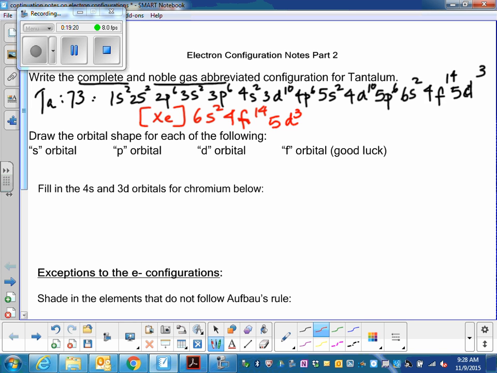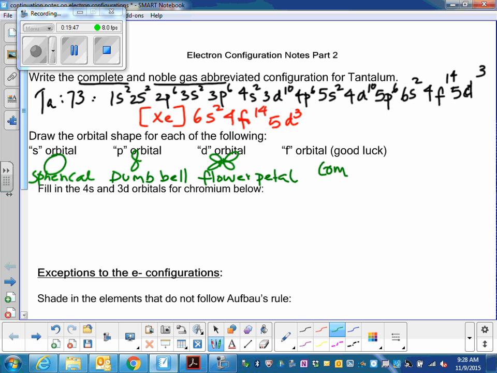Now, the next thing is you need to know the shapes of the orbitals. What is the shape of an S orbital? It's a sphere, spherical. What is the shape of a P orbital? It's a dumbbell. What is the shape of a D orbital? It's a flower petal. And the F is complex. We really don't need to label it.